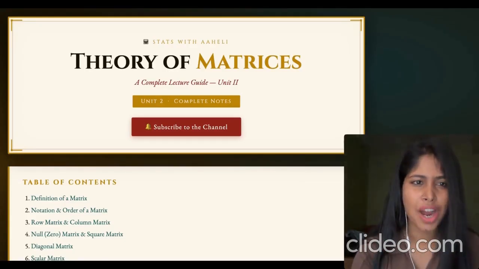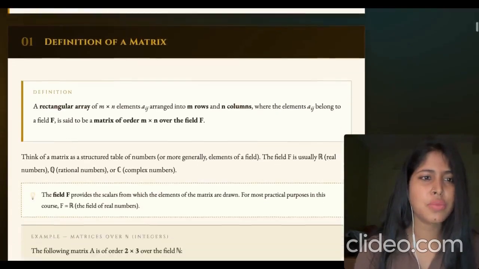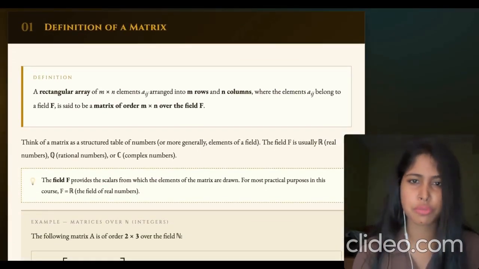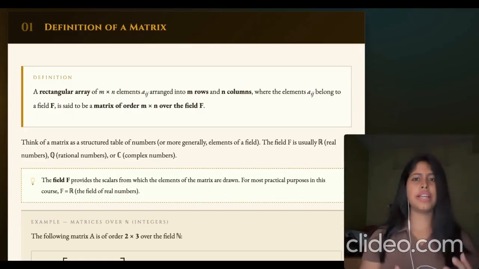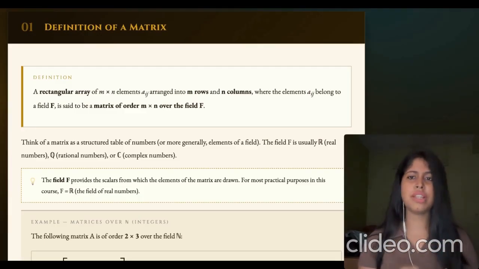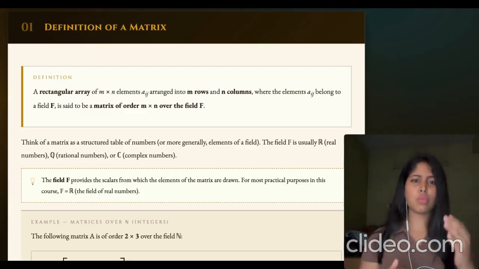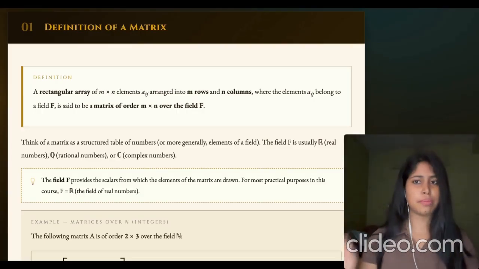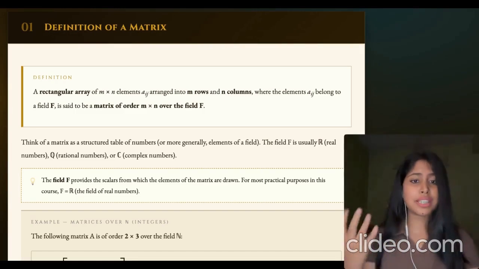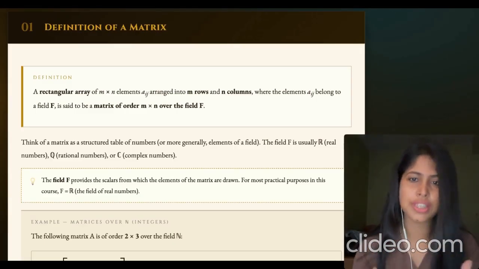Now let's get into today's topic, which is first we are going to start with the definition of a matrix. Now imagine that you have a big full class of students. Now you want to record their marks in three subjects. For example, let's take mathematics, statistics, and science. Now you can write them one by one in a long list, or you could arrange them in a neat table, with rows for students and columns for the subjects. That will be clean and organized and powerful, right? Now, that is essentially what a matrix is about.